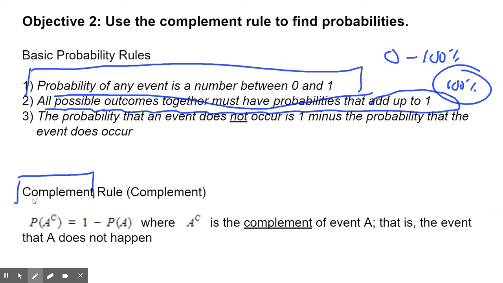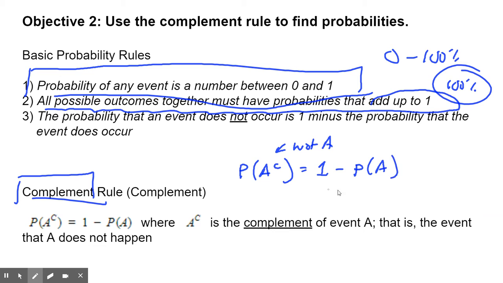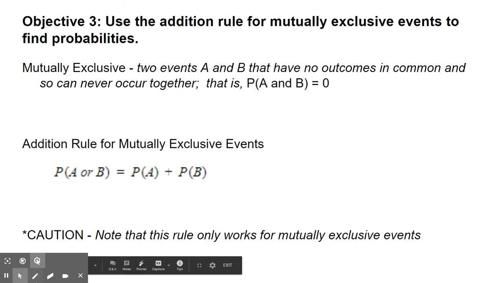And then there's this idea called the complement rule. If you want to find the probability of something not happening, so the probability of A complement, that is, not A happening, you simply take 1 and subtract the probability of A happening. Because if you do that, this is saying that A happens, and 1 minus A happening gives you the probability that A is not going to happen. So be aware of that. That's called the complement rule in probability.